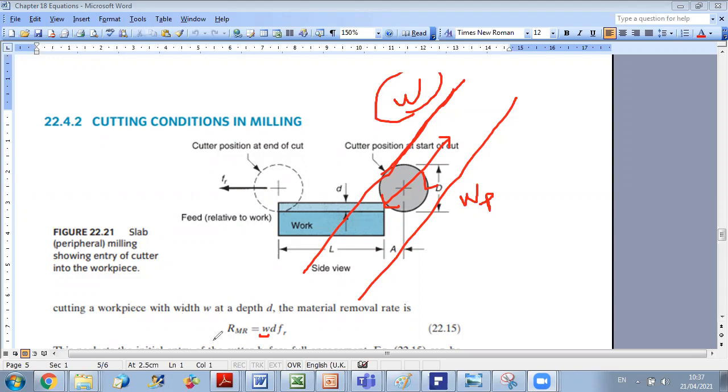So the removal rate will be equal to W, which is the contact width between the work part and the cutter, times D, which is the depth of the cut, times the relative feed, which is the relative velocity of approach between the work part and the cutter. Why do we say relative? Because sometimes the work part is fixed and the cutter is moving, or the opposite, or both of them can be moving. So you take the relative velocity, the difference between their velocities.